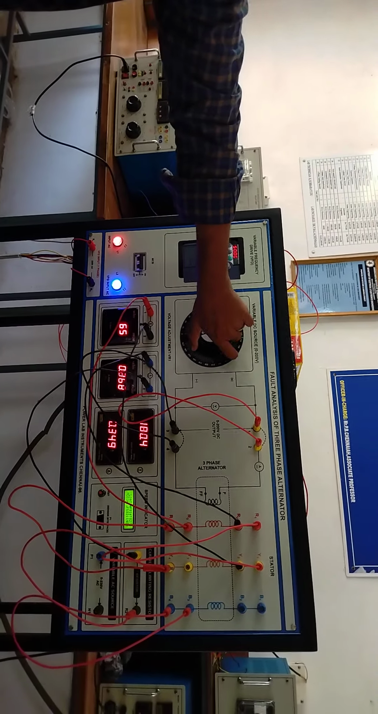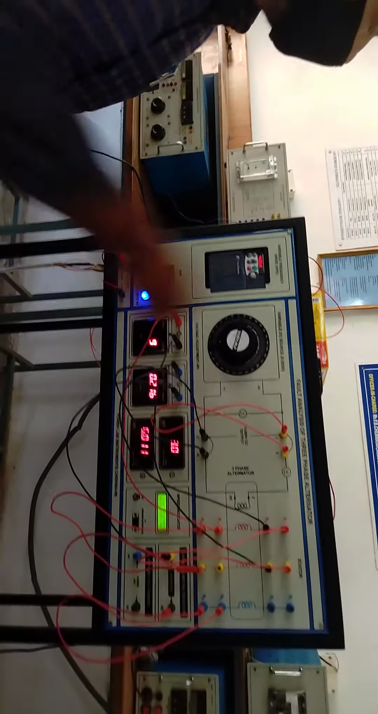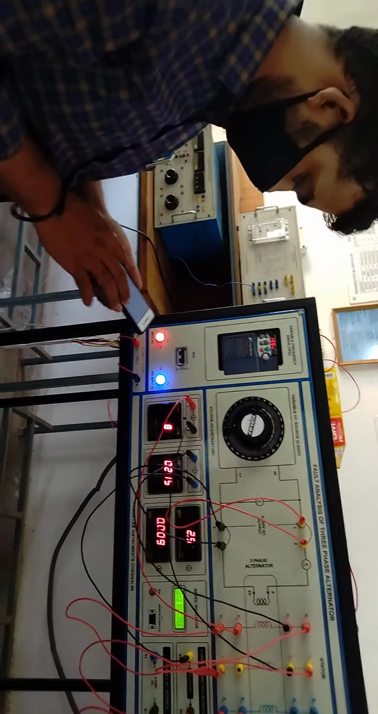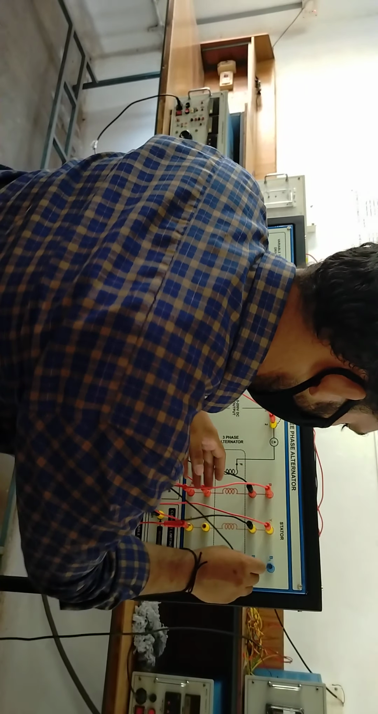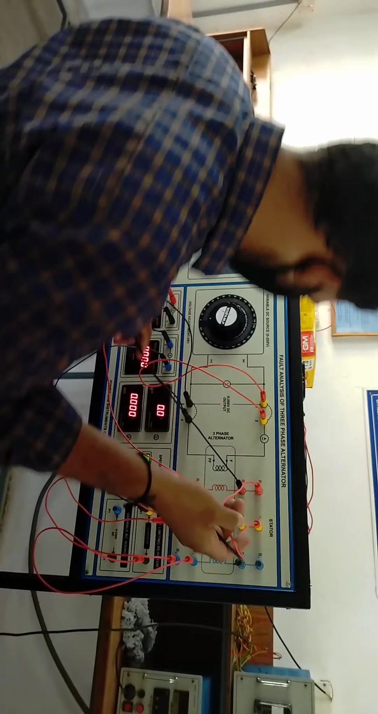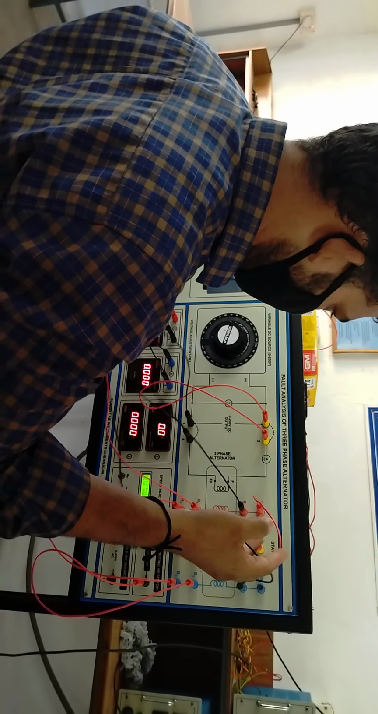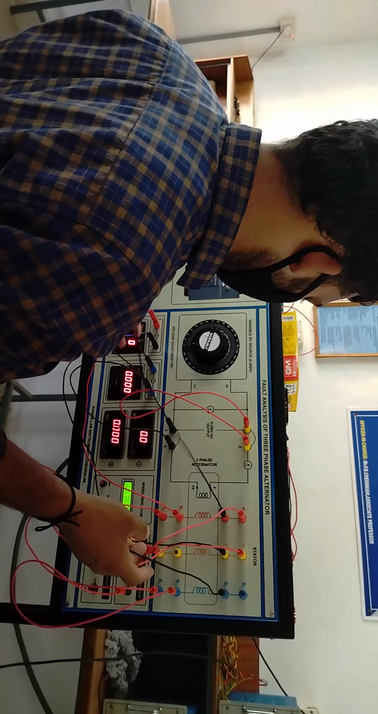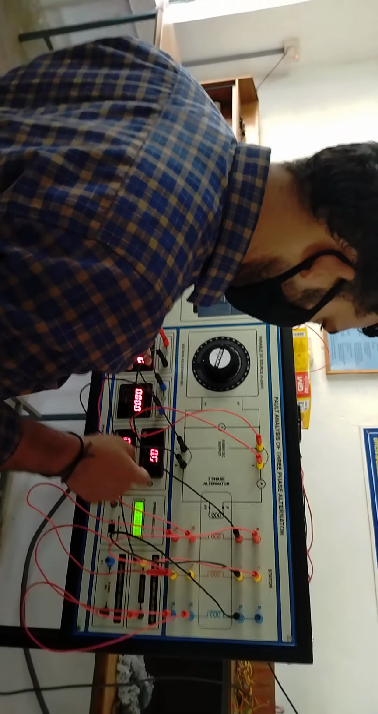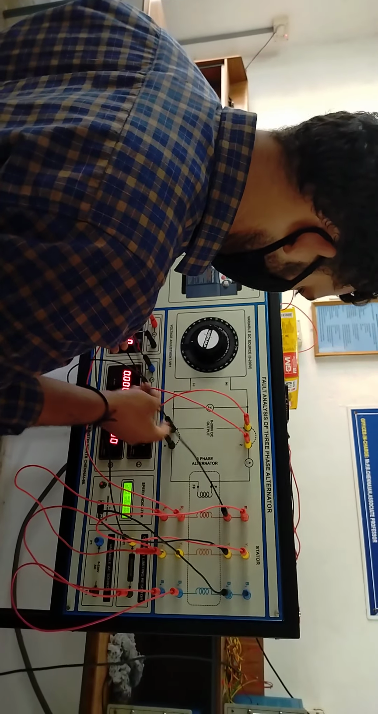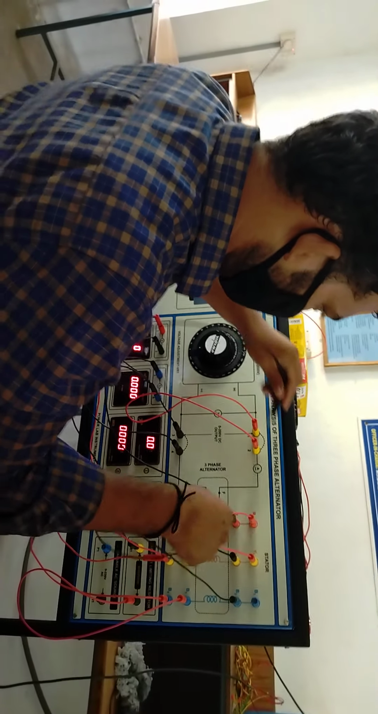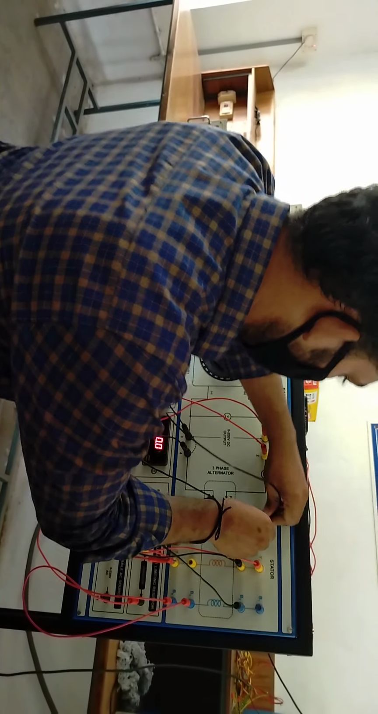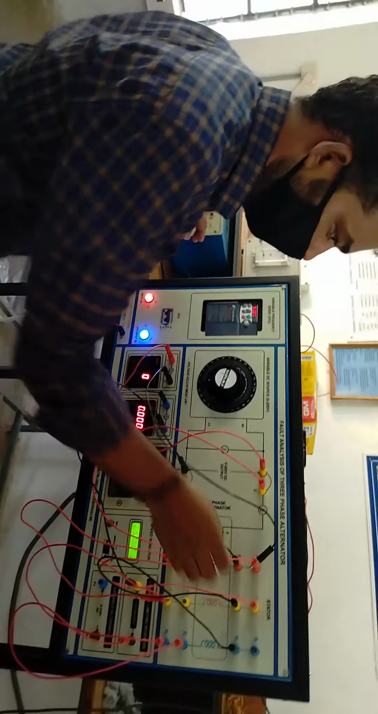This one is the LLG. The last one is the 3-phase to ground. Take any one voltage, sir, because all phases are shorted. Here, all three phases are shorted.